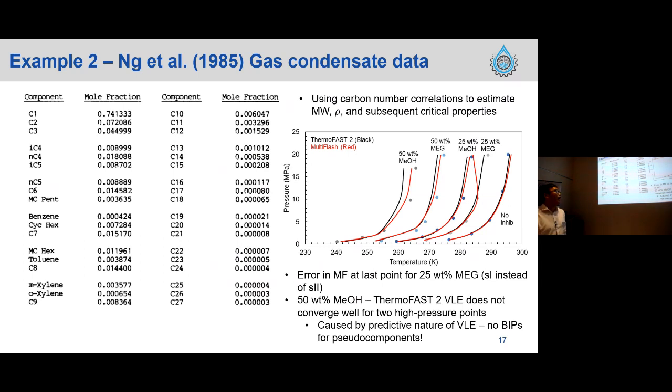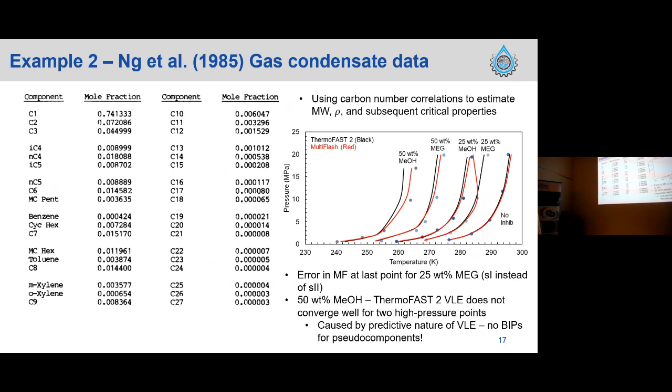Here we're looking at quite a range of systems, ranging from no inhibition to up to 58% inhibition with both methanol and MEG. We can see that ThermoFAST performs quite well against experimental data and multi-flash, but just slightly worse. Interestingly, in this 25% case for MEG, multi-flash actually doesn't converge quite well, but that's the correct structure.